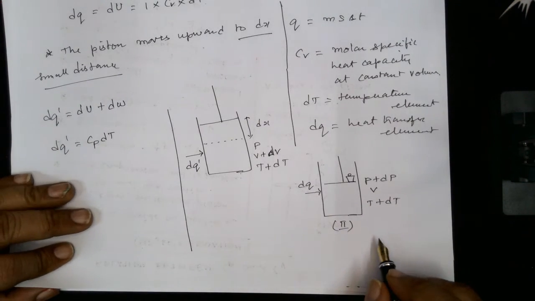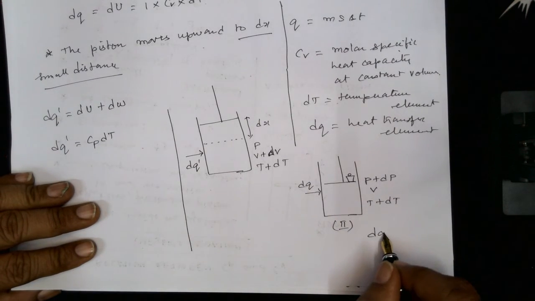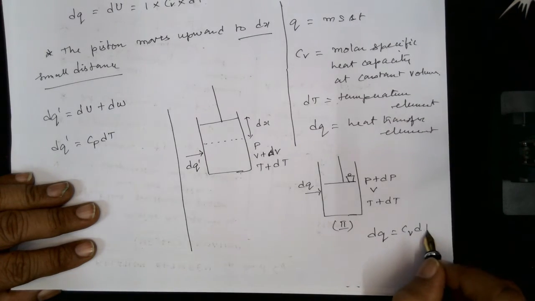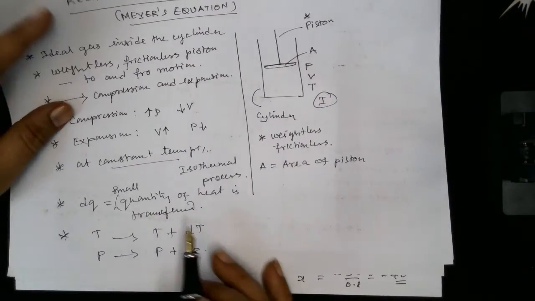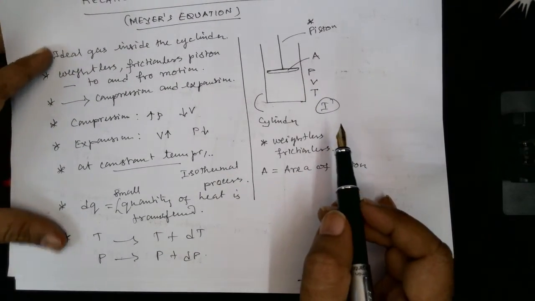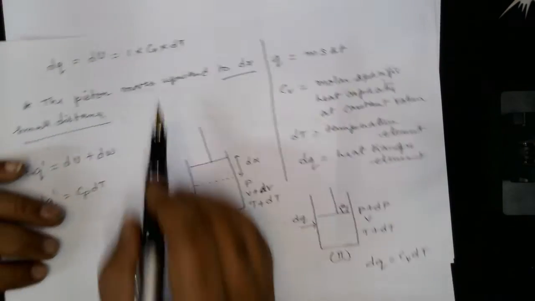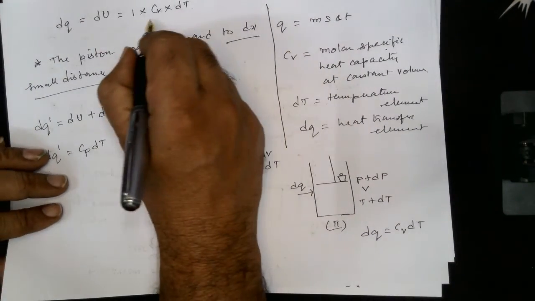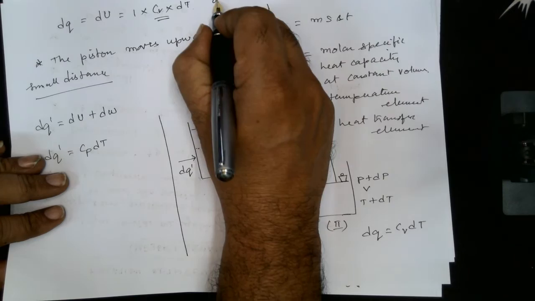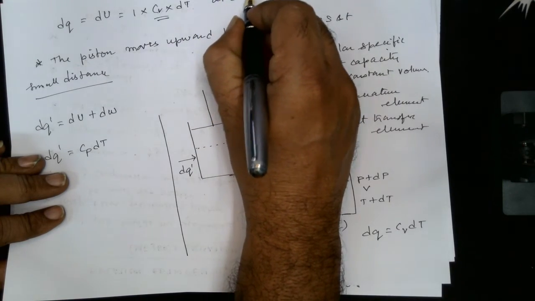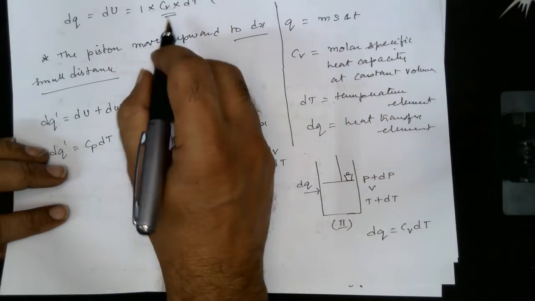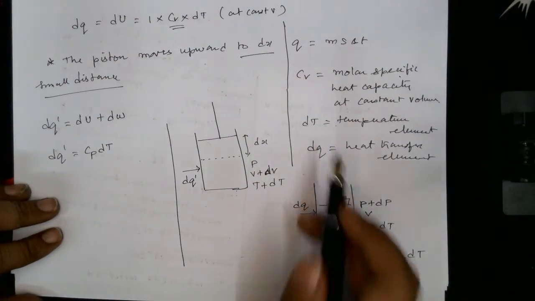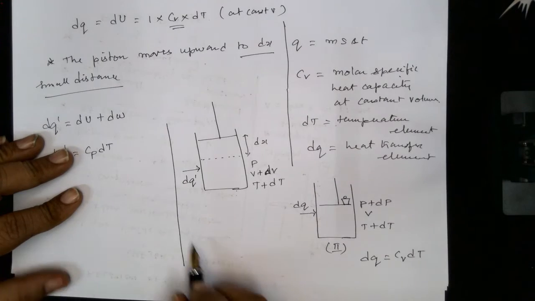So here, how to write down? dq is equal to Cv dt. Remember here, in this case I put Cv dt because the volume was constant. So here at constant volume. That is why I used this term as Cv, that is molar specific heat capacity at constant volume.